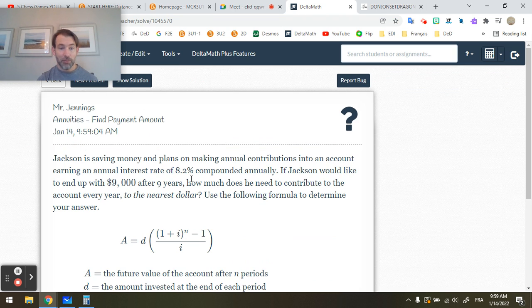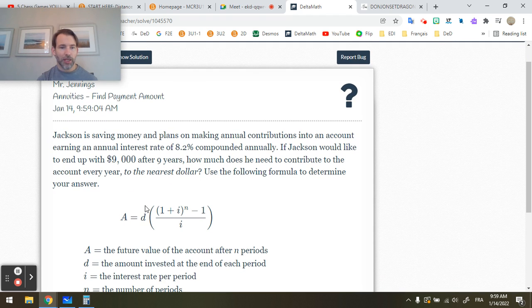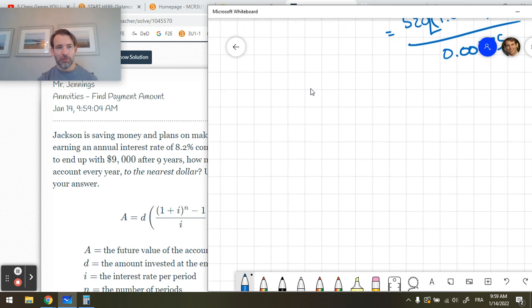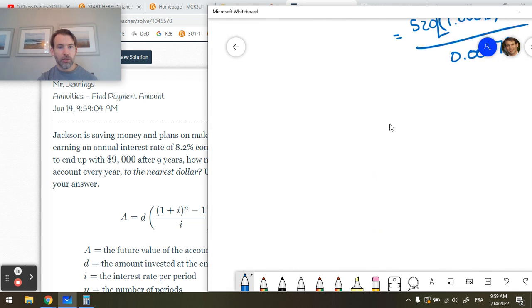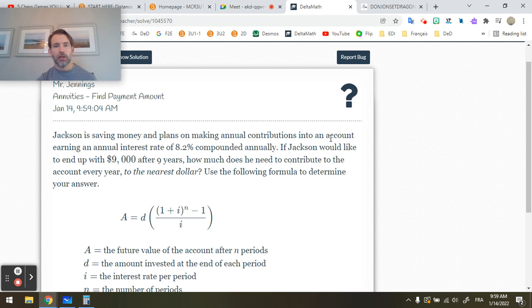Now we're trying to find the payment amount. Okay, so now we're trying to find what they call D and what we call R. All right, so let's write down what we have. Well, Jackson, you're saving money and you're going to make annual contributions. Very good, very wise. And you would like to have $9,000 after 9 years.